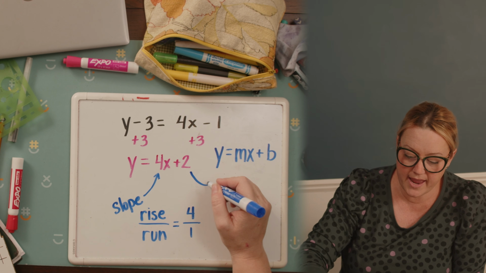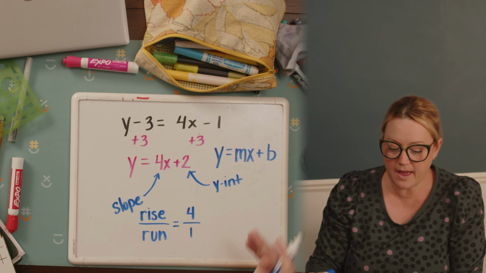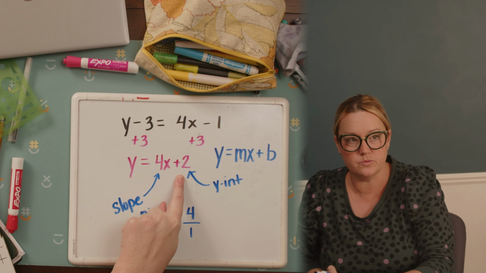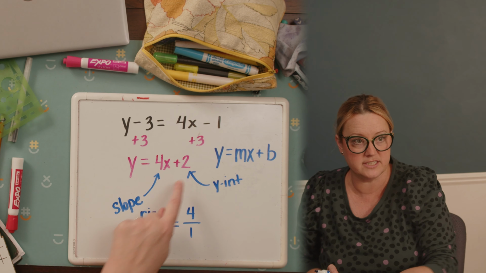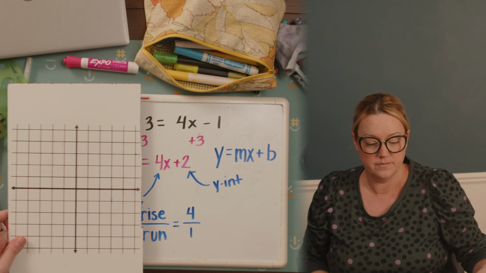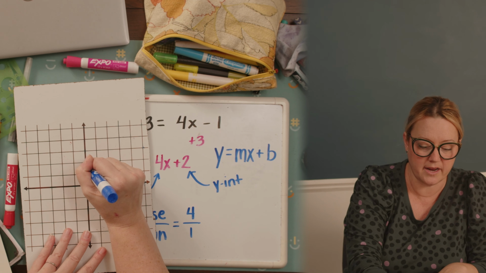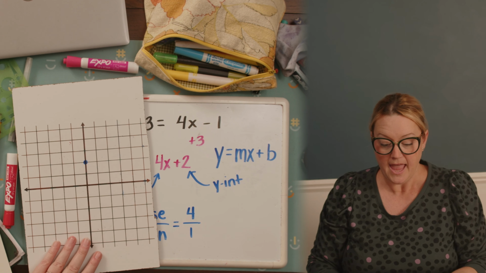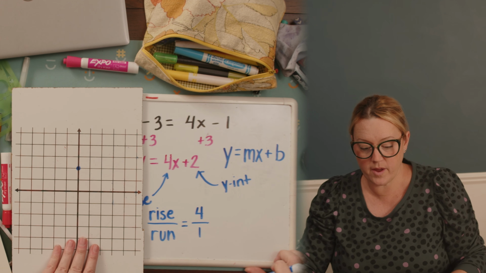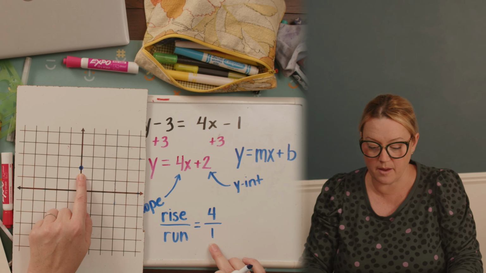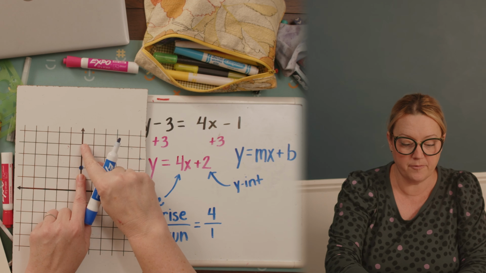And then our y-intercept is positive 2. So that means that my line, which is y equals 4x plus 2, is going to cross the y-axis at positive 2. I'm going to go ahead and mark that. So positive 2 right here. And then I think about my stairs. To get to my next point, I'm going to go up 4 and over 1. So that would be up 4.